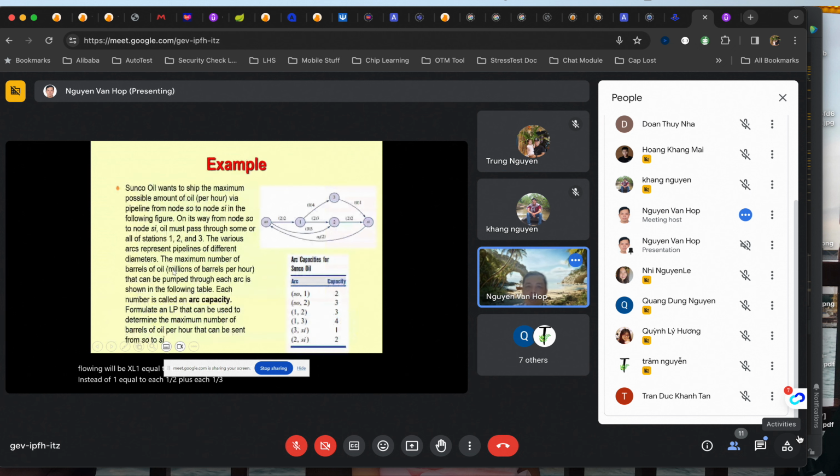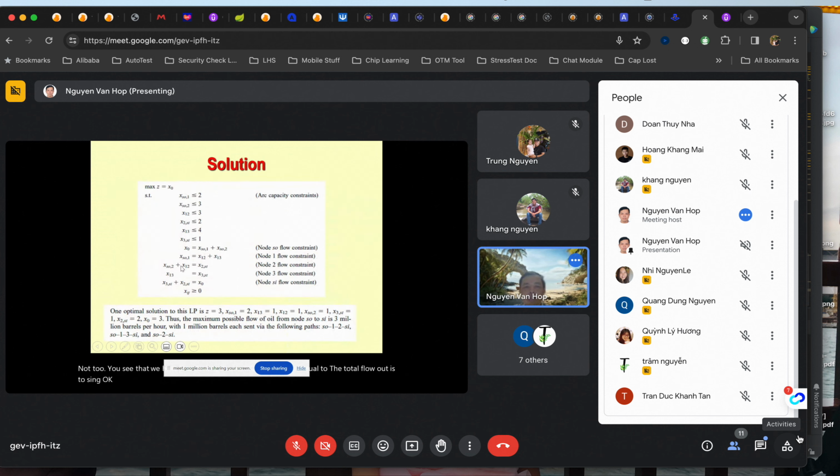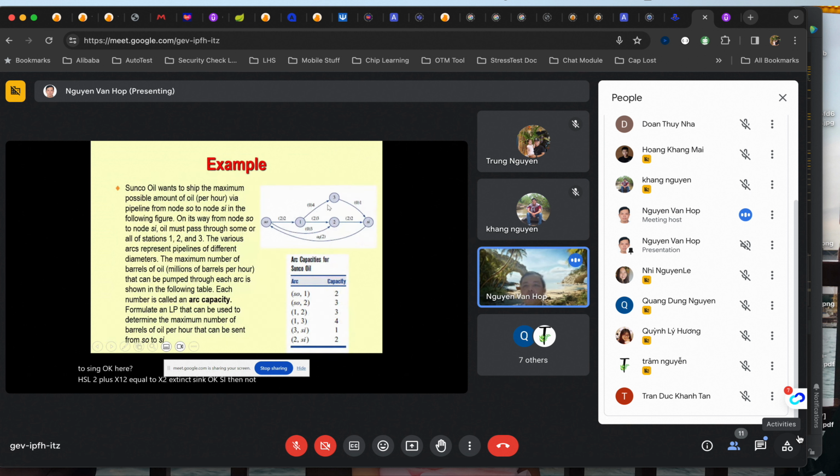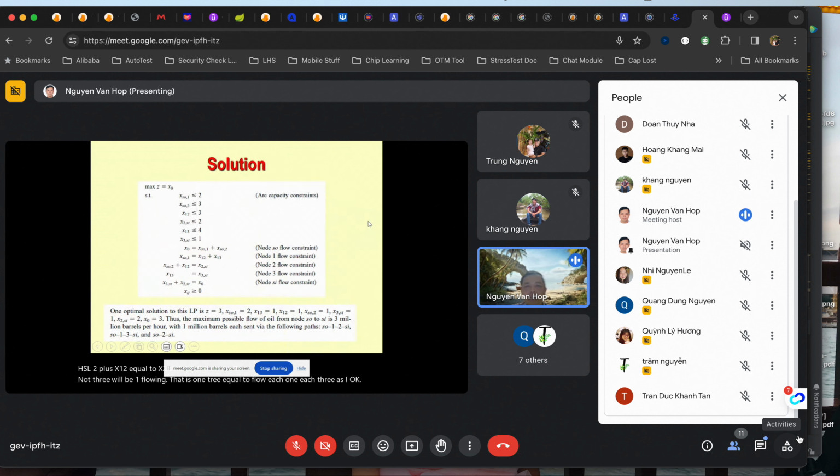And node 2: you see that we have two flows in, that is X12 and XSO2, which will equal the total flow out, X2 sink. XSO2 plus X12 equals X2 sink. Then node 3 has one flow in, that is X13, equal to the flow out X3 sink. Yeah, and then it's finished.